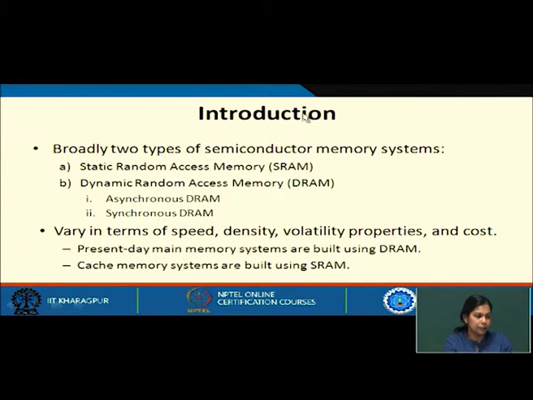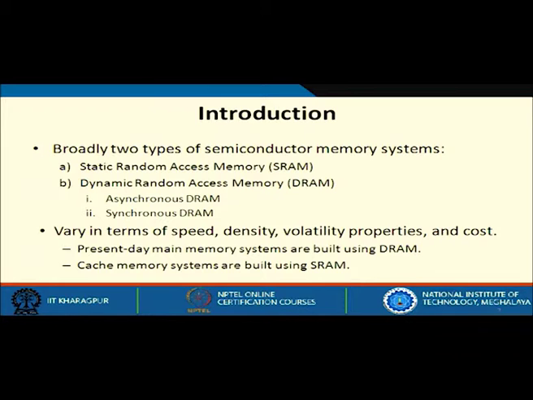So, these memories vary in terms of speed, access time, density, the volume of data that can be put in the same area, volatility, and cost. Cost is also very important. We will see that all these things are very much related to each other. If you want very high speed, you have to pay a cost for that. If you want a very voluminous memory, then you cannot afford to have high speed. We will see the pros and cons of these properties.